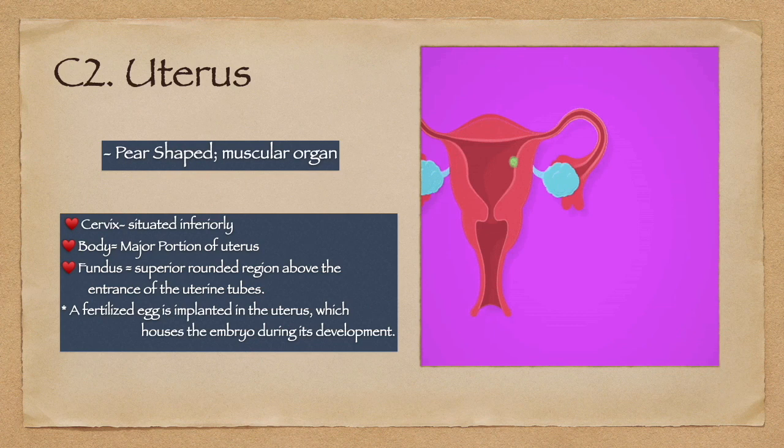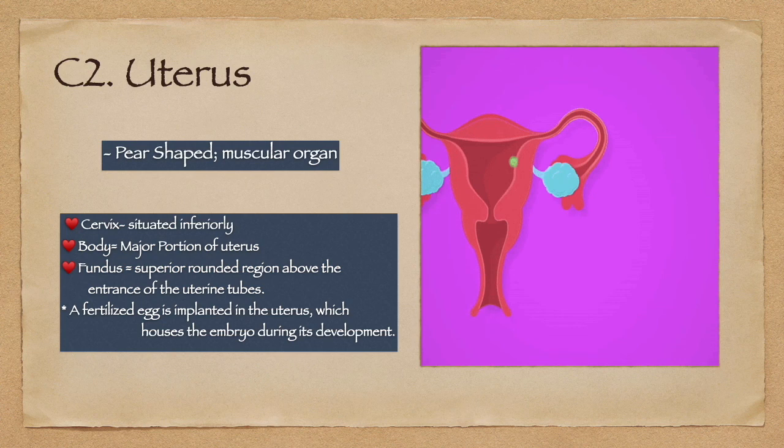Okay, so again, let's repeat. Cervix is here at the bottom. It is situated inferiorly. It is a muscular organ and it's a narrow end. Next, we have the body, which is the major portion of the uterus. It's the middle. And on top of that, superior to that, is the fundus, a rounded region above the entrance of the uterine tubes. On the left and the right, these are our uterine tubes or our fallopian tubes. A fertilized egg is implanted in the uterus, which houses the embryo during its development.